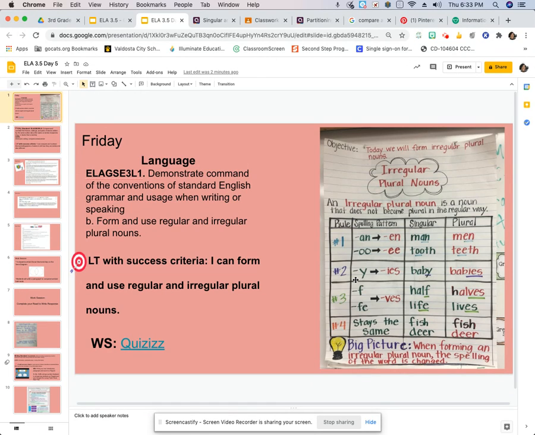Okay. If you're talking about one half and you've got several halves, you change the F to a V and add ES. Okay, you have one life, more than one life. We change the FE to a V and add ES. So more than one life would be lives. Okay, fish and deer will stay the same. So the big picture here to always remember is when forming an irregular plural noun, the spelling of the word changes. Okay, so play that quizzes.